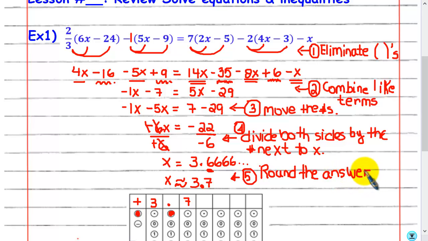Now, please be careful that sometimes the problem might ask you to round a different way. For example, to the nearest hundredth, to the nearest 10,000. So it all depends on each problem.